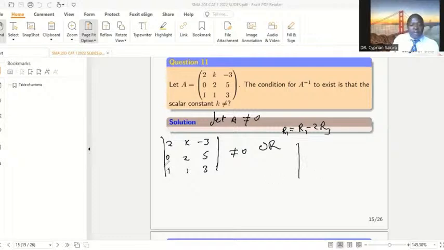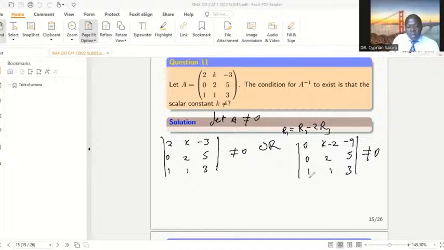So if I multiply this by 2 and subtract from that, I have a 0. If I multiply this by 2 and subtract from that, I have 3 minus 2. If I multiply this by 2, I have 6. From this, I have negative 9, yes. And then this other one remains where it is. Then this other one I also leave where it is. And this determinant should not be equal to 0.